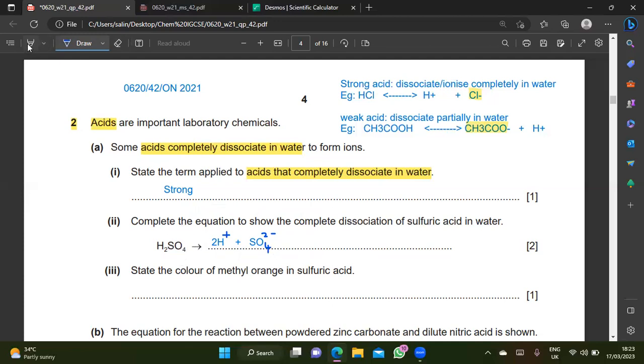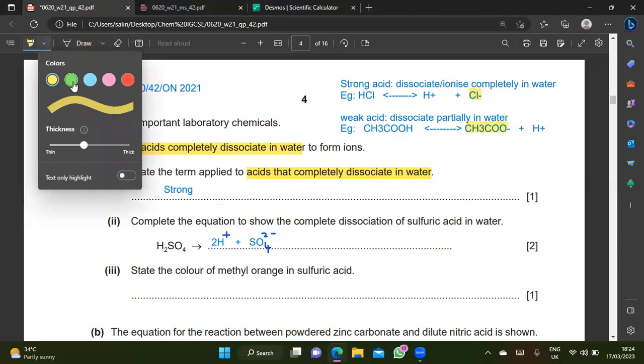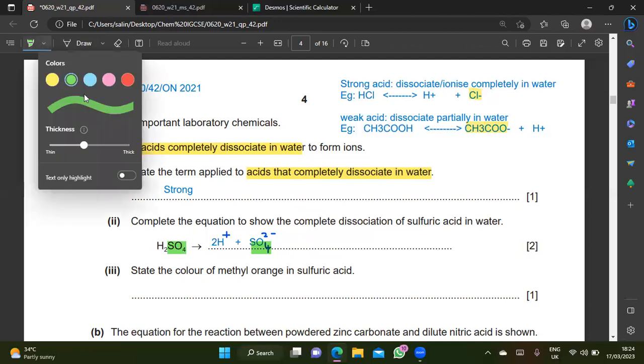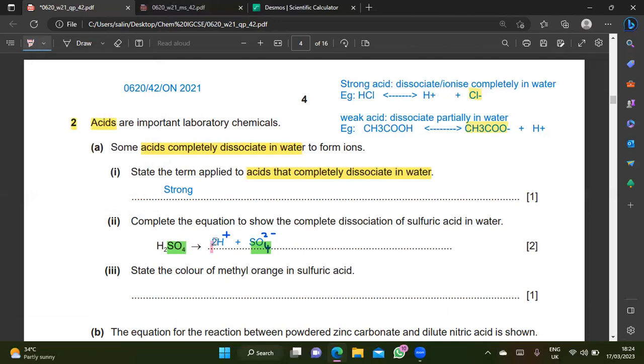So if I were to do a color coding here, this we treat as 1. 1 sulfate, 1 sulfate. Okay, this is balanced, yeah? Then what about your hydrogen? 2 hydrogen. Although you know it, but it's 2 hydrogen. Okay, it's balanced now. So you got 2 marks just to write this down.